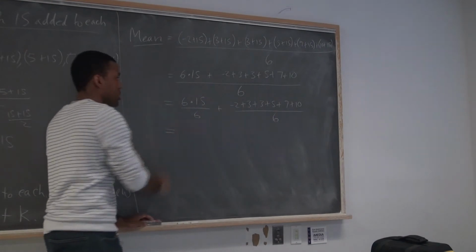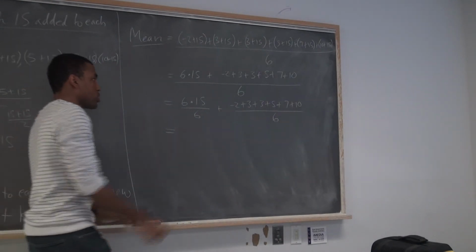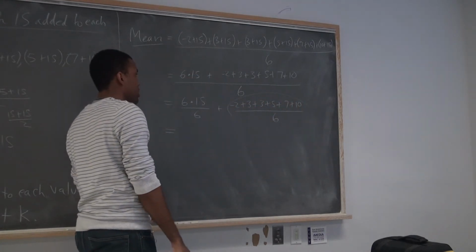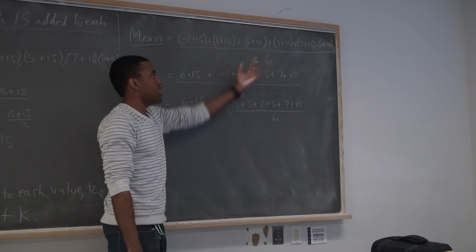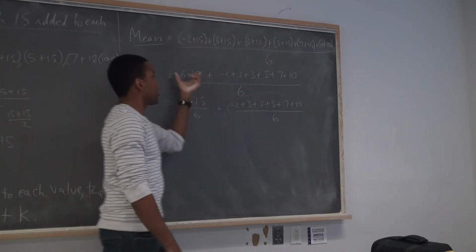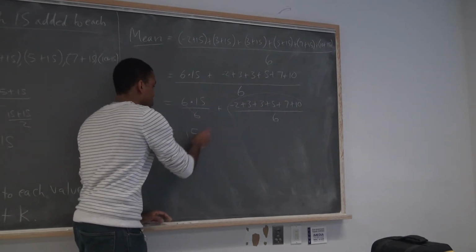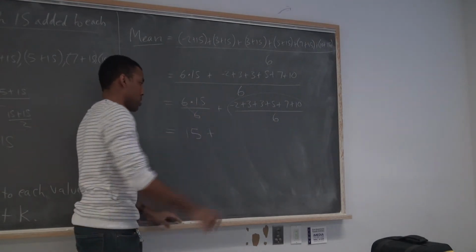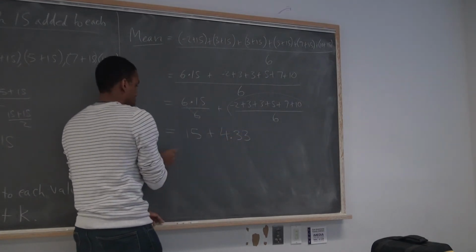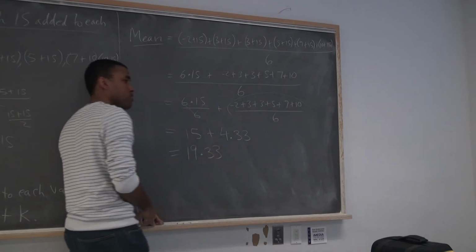So you want to be able to do this with the minimum calculations possible. What you'd realize is that this guy here is just the old mean, right? All the 15s that you added, you can isolate them in a term on their own. There are 6 of them, right? So they contribute this part, which is just 15 plus, what was the old mean we had, 4.33. So the new mean is 19.33.